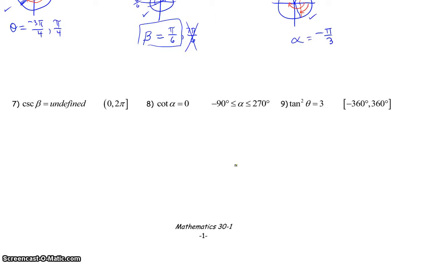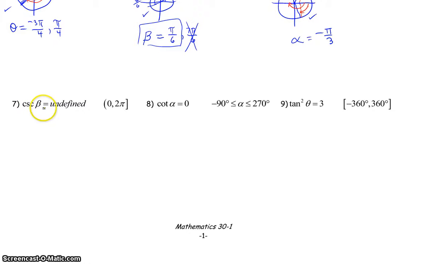Okay, welcome back to part 2. We're going to finish looking at the unit circle ones, and then we're going to move to the calculator on the next page. Okay, so we have example number 7 here.